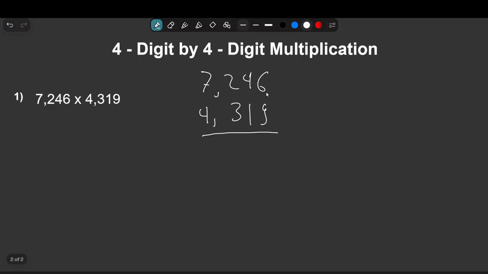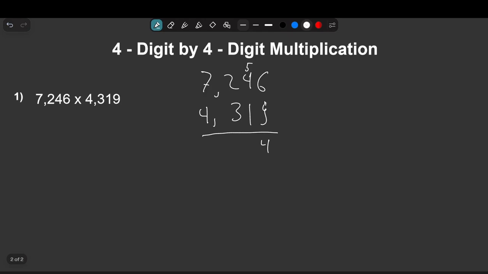Basically, what we're going to do is we're going to do 9 times 7,246, and then 1 times, and then 3, and then 4. So don't forget this. So the first step we're going to take is we're going to do 9 times every number right here. So we're going to do 9 times 6. Well, 9 times 6 equals 54. So we're going to write down our 4 right here, and we're going to get the 5 over here.